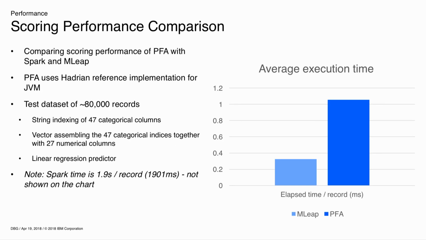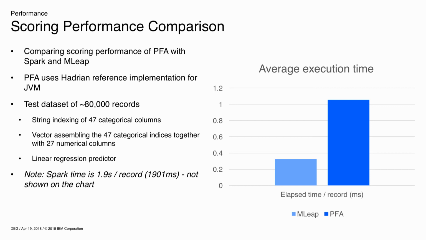So we did a quick test comparing a prototypical pipeline of categorical feature indexing, vector assembling numerical columns together, and a linear regression model, and compared Spark, MLeap, and PFA. As I said, the Spark time is something like 1.9 seconds a record in this example, so it's not even on the graph. And as you can see, PFA is still about 3 times slower than MLeap, but they're both within an order of magnitude, and PFA is just over 1 millisecond, MLeap about 0.3 milliseconds.